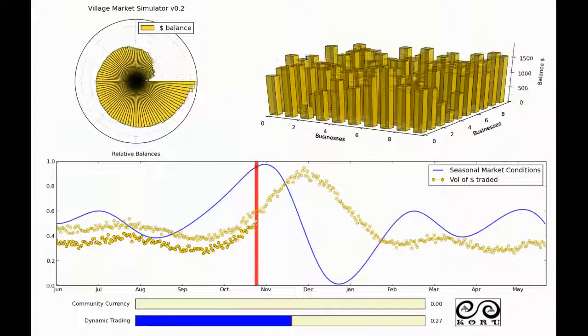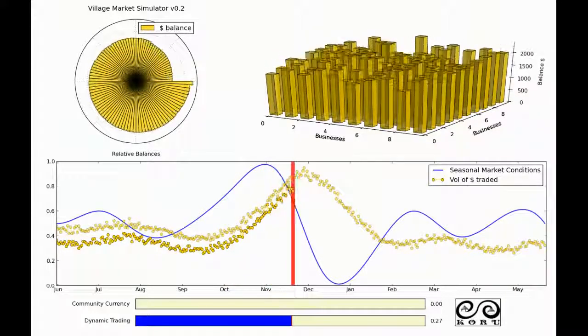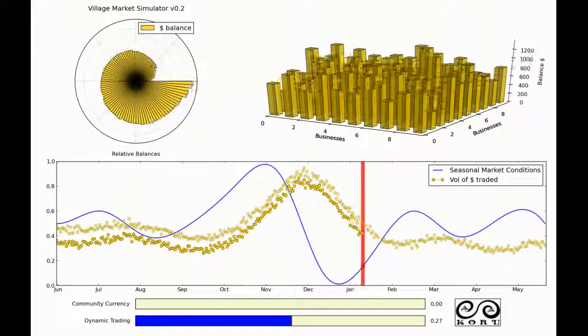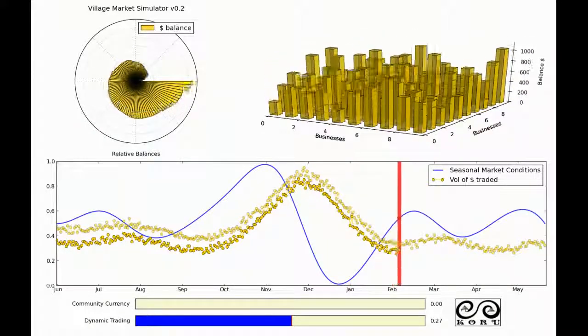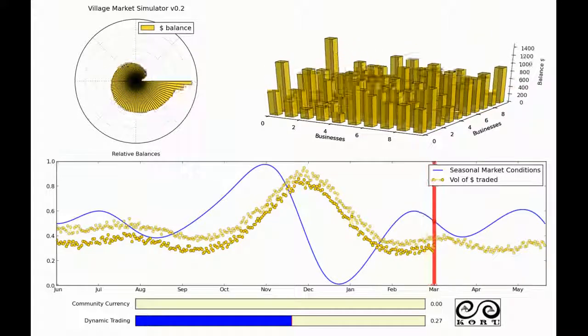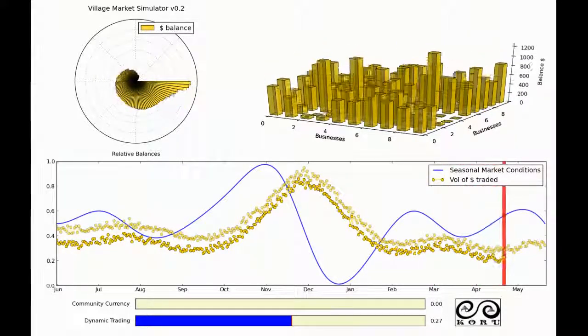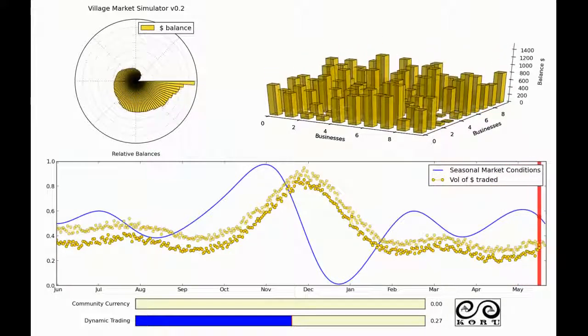Sorry, in the upper left here, I've plotted all the balances of each business around a circle just to look at comparative amounts of wealth in the community. So this is a fairly equal community. There's no bankers here. There's no interest-bearing loans or anything like this. It's just a very typical market, maybe say 100 years ago.